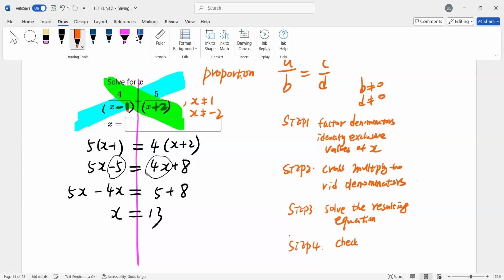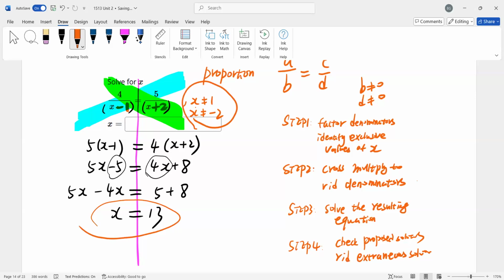Step 4. Check the proposed solution and get rid of extraneous solutions. Okay? Our proposed solution is 13. Our exclusive values we got from the very beginning, 1 and -2. Do you see any contradiction? I don't think you do, right? If not, keep 13. So 13 is the solution, right? 13 is the solution.